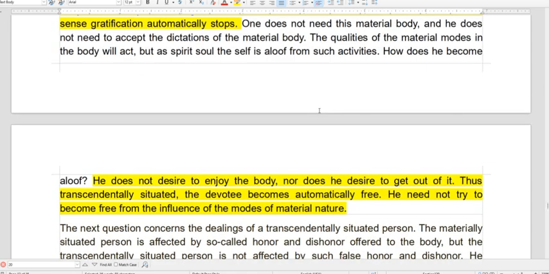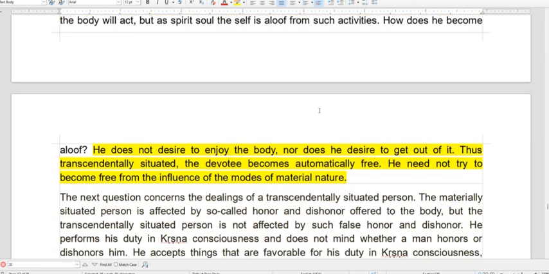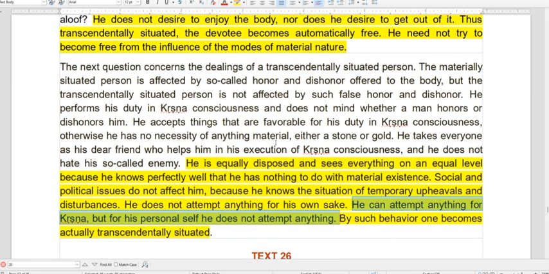So one may think I should not do anything. That is also wrong. Like Prahlad Maharaj, at that time he didn't do anything. Later, when he became the king, he was doing so many things for Krishna, and that is also being transcendentally situated.